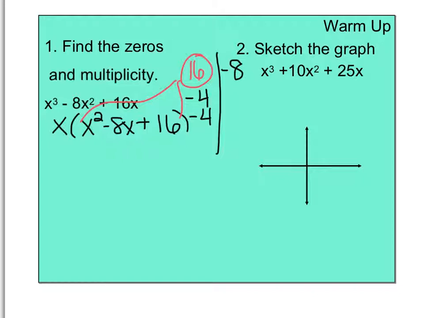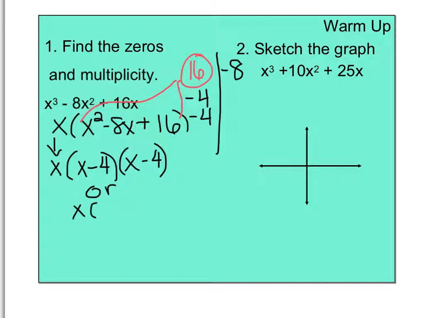Since this is a shortcut factoring, we can go directly to parentheses. We bring down our GCF and our two parentheses, x minus 4 and x minus 4. Remember, you could also write this as x parenthesis x minus 4 squared. Both ways would be written correctly.